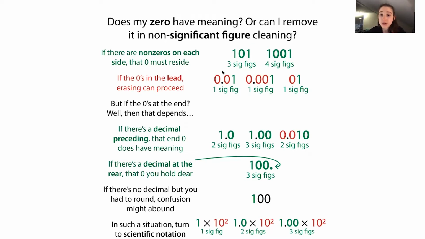So these zeros are significant. But if your zeros are in the lead, erasing can proceed. So remember, this is like the first person coming and sitting randomly. So anything to the left of the first significant digit isn't going to be significant.